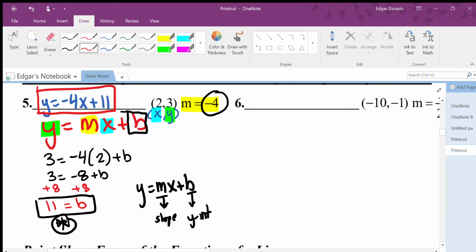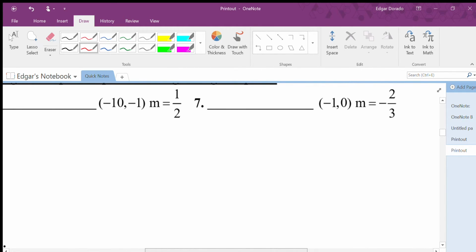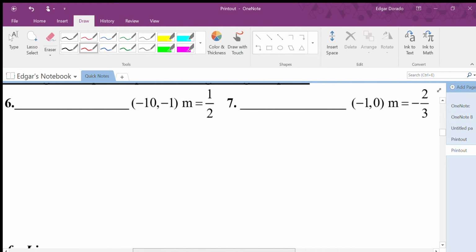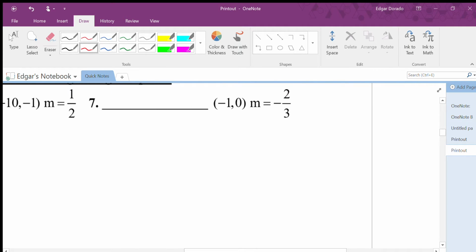All right. So once again, I had everything. The only thing I was missing was the b, but I can find the b by substituting all those values. I'll do one more with you guys, and then I'm going to have you try one on your own. Again, just like before, I'm going to skip number 6. I'm going to actually go ahead and do number 7.